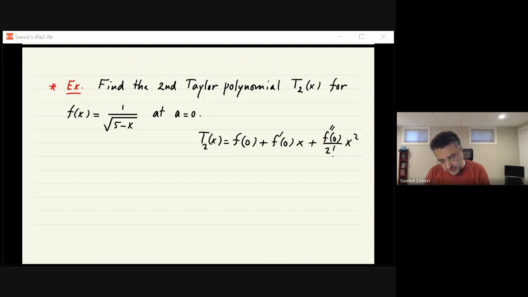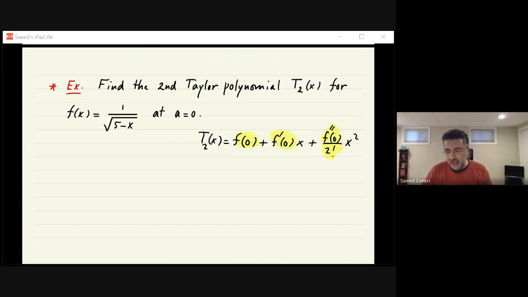So if you want to do this from scratch, you need this coefficient, f of 0, you need this coefficient, f prime of 0, and you need this coefficient, f double prime of 0 over 2. Not a big deal. Sit down, take this function, take the derivative, evaluate it at 0, and then take one more derivative, evaluate it at 0 to see what you get.